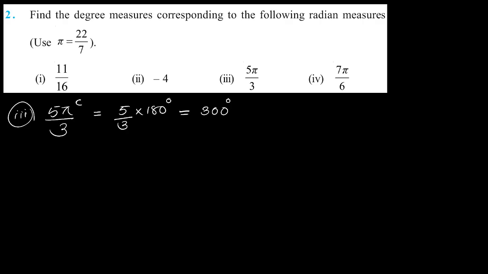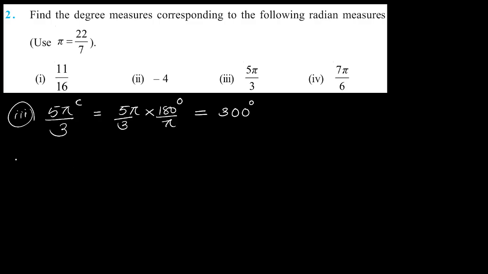For the time being, you may write all the steps. Remember the shortcut techniques. Radian can be converted to degree by multiplying with 180 by pi. Pi cancels. 300 degree.